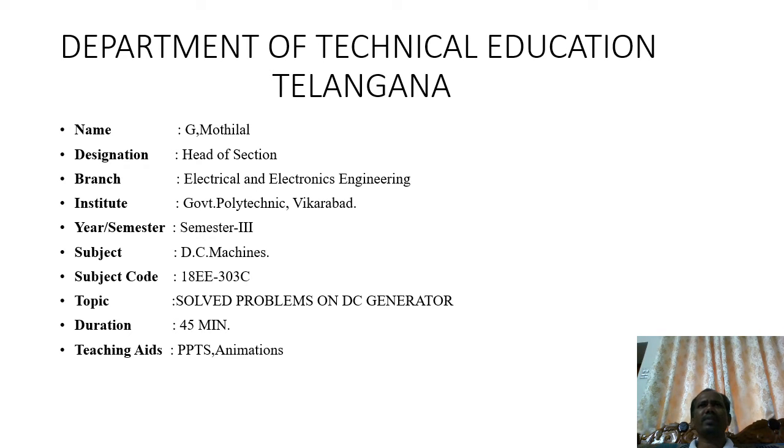Now you will get the equation: terminal voltage V is equal to the generated induced EMF EG minus IA into (RA plus RSE). We calculate using this equation, and you will get the induced EMF in the DC series generator.